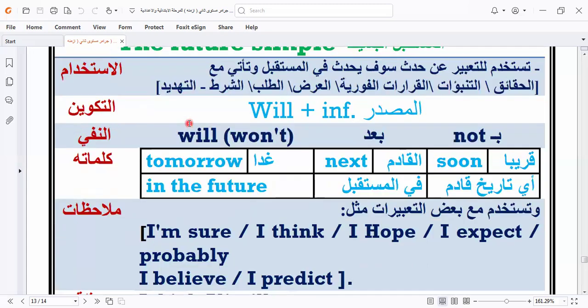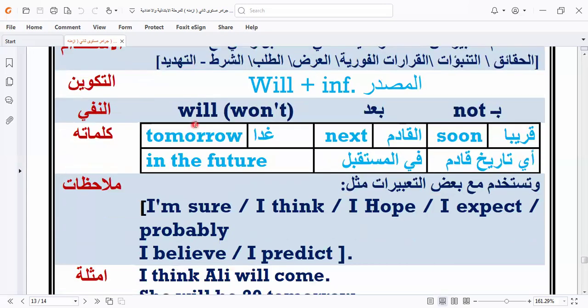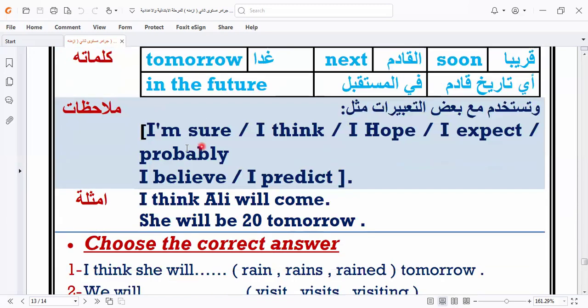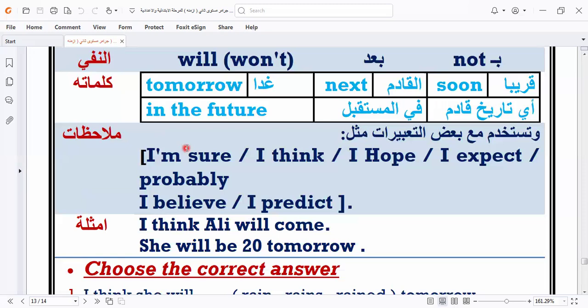What are the keywords related to these times? It will be tomorrow, in the future, next, soon, any year in the future. Like we say, this year we are in what? We are in 2024. So 2030 will be in what? In the future, not in the present. And I would like to say that we have the present continuous expressing the future also.